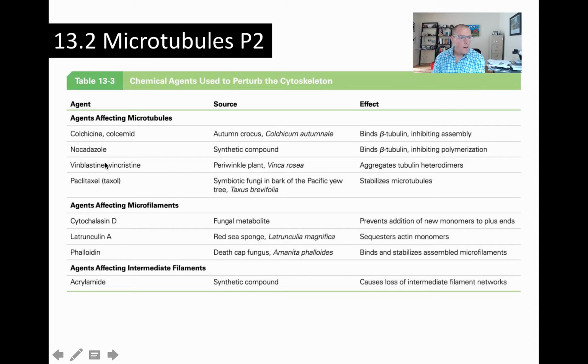Nocodazole, where is it on the list? Here it is, second one down. This is a very common lab reagent that's used to study the cell cycle, and that's a synthetic compound that inhibits microtubule assembly. And so if you treat cells with nocodazole, they basically arrest in mitosis. So those are a few drugs up there. All of these drugs are called antimitotic drugs because they interfere with the spindle assembly, and they therefore interfere with cell division. Some of them have been used in the past as cancer therapeutics. They're being more phased out now as we get these so-called smart drugs that appear.